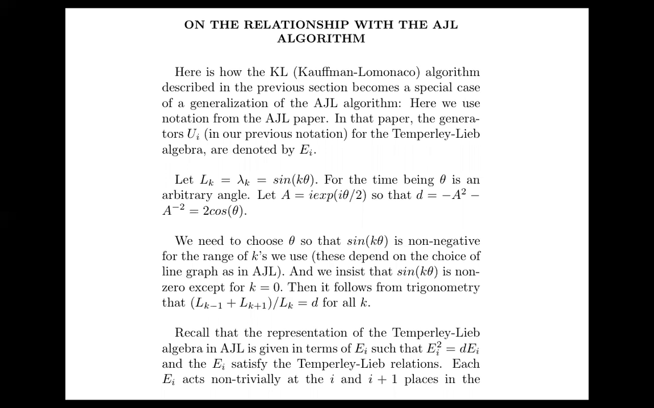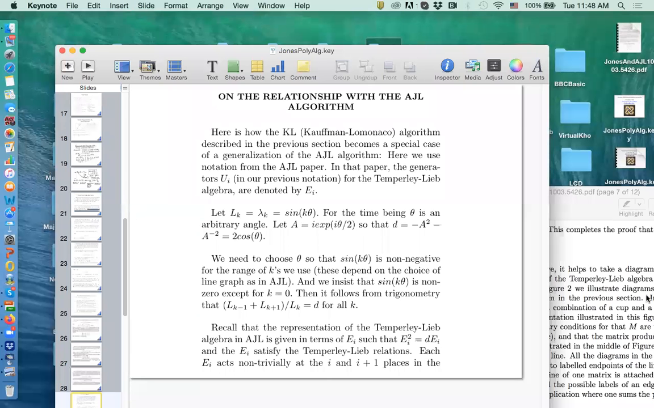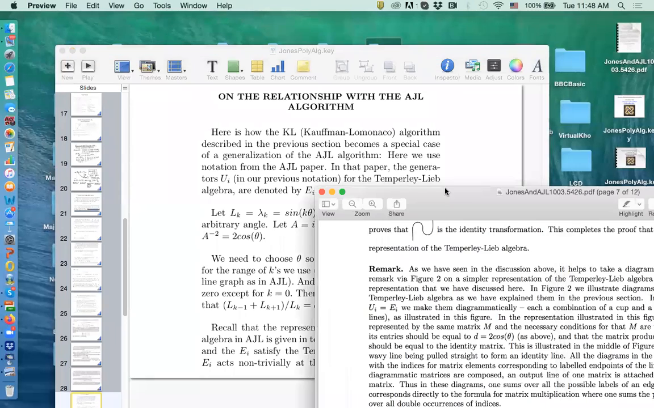And their paper uses an idea that goes back into the early work of Vaughan Jones on representations of things, and I'm going to describe a bit of it to you. I think I have a better description of the general form of their algorithm on another page. Let me pull that page up.